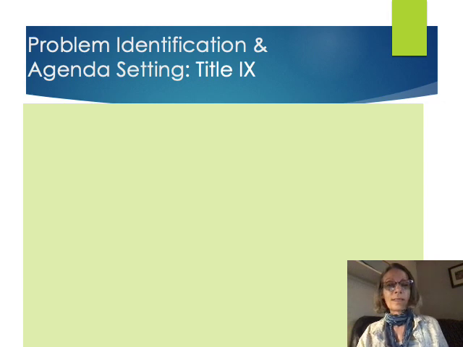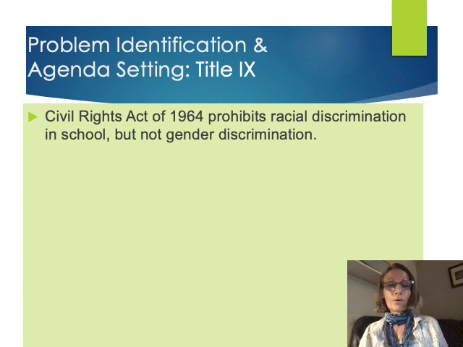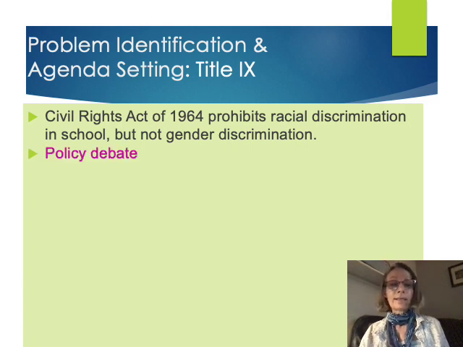Okay, so what was the perceived problem that brought about Title IX? The Civil Rights Act of 1964 prohibits racial discrimination in schools, but it does not prohibit gender discrimination in schools. So coming out of the 1964 Civil Rights Act, you couldn't deny somebody admission into a federally funded institution of higher education because of their race, but you could because of their gender. And that was perceived as a problem.